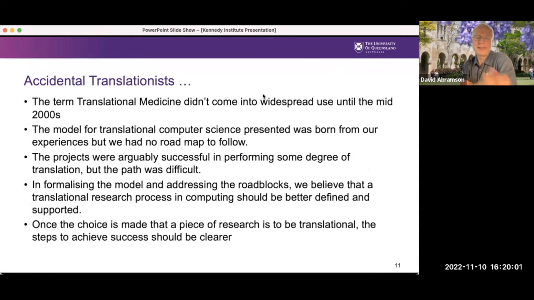Okay, so accidental translationists, and there are plenty of them around, are people who've been doing this but had no formal paradigm for how to do it. So the reason we're formalizing this model is so that if people do want to do it, and we're certainly not saying you shouldn't do peer research and you shouldn't do applied research, but if you do want to do it, there's now a more formal understanding of what it is, and also a more formal understanding of what the roadblocks are.